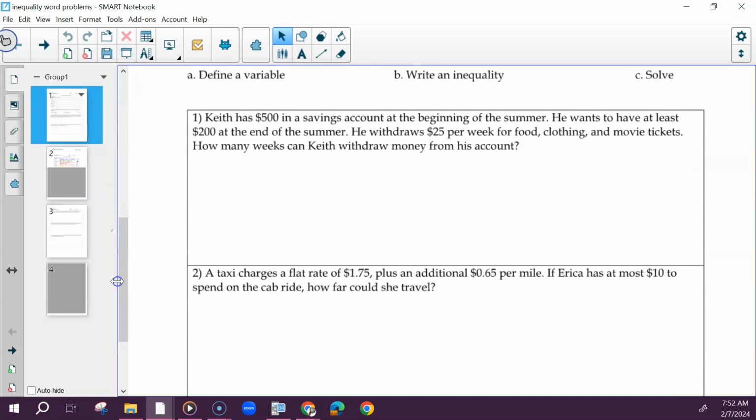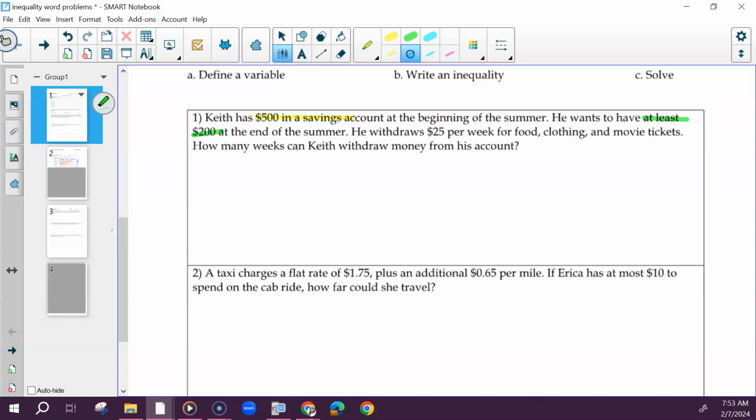So let's read through this first one and find important information. Keith has $500 in a savings account at the beginning of the summer. He wants to have at least $200 at the end of the summer. He withdraws $25 per week for food, clothing, and movie tickets. How many weeks can Keith withdraw money from his account? What's important there? $500 in a savings account. Something about 200. At least. The word at least.